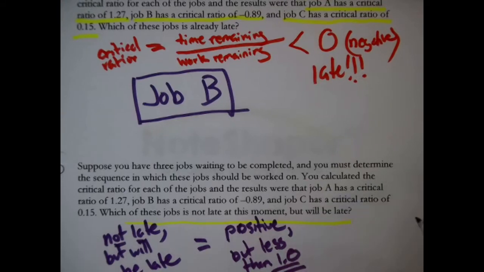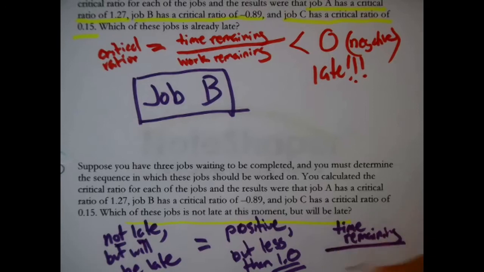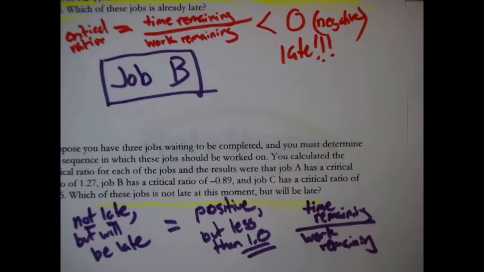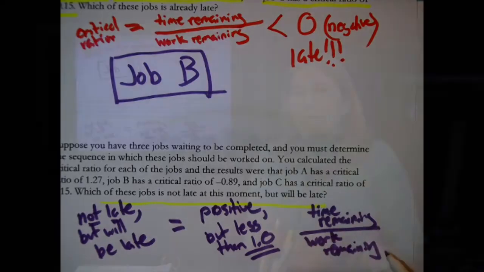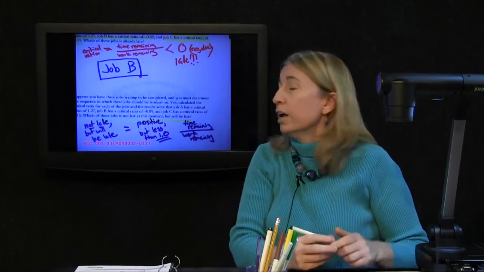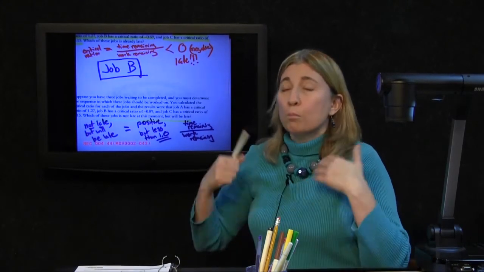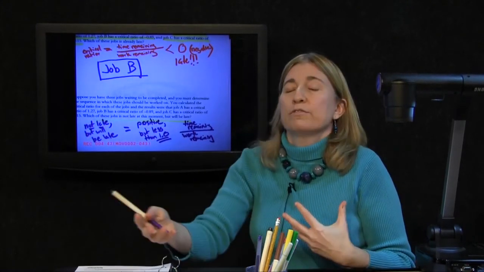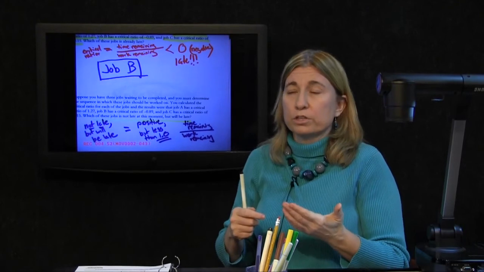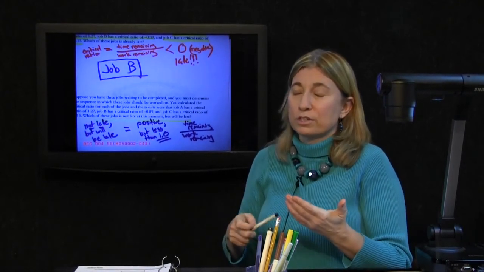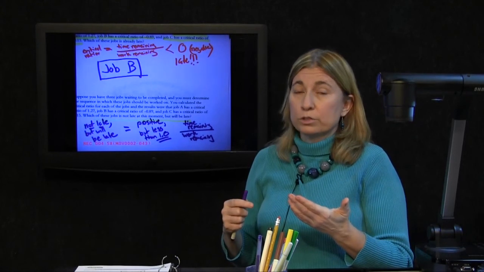That's the key. Why, now you say, why? Because it's time remaining, how much time is left before the deadline, to work remaining. That is the critical ratio. So if the work remaining is larger than the time remaining, this ratio comes out to a fraction. The denominator is larger than the numerator, and that is exactly a situation in which you have more work than you can do in the time that's left. It's not late at the moment, the due date hasn't passed, but there's no way we're going to make that due date. It's going to be late.